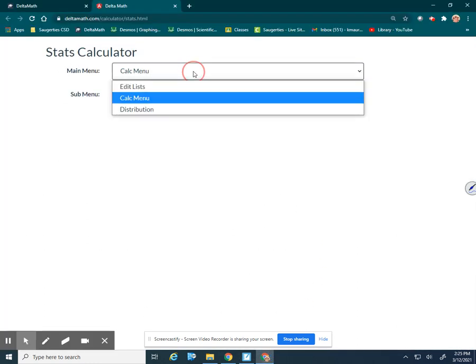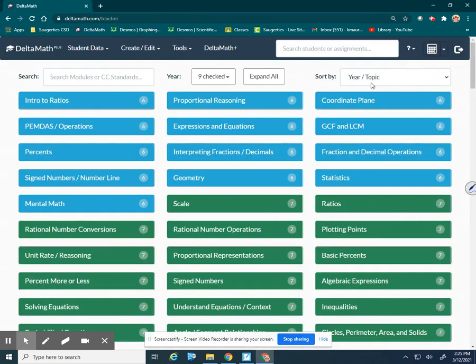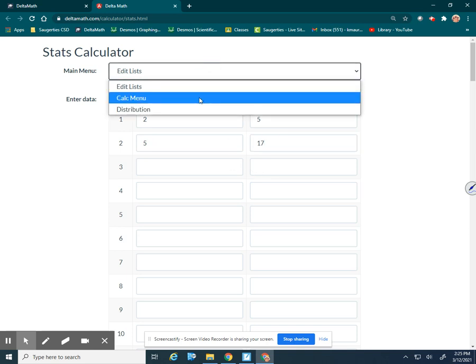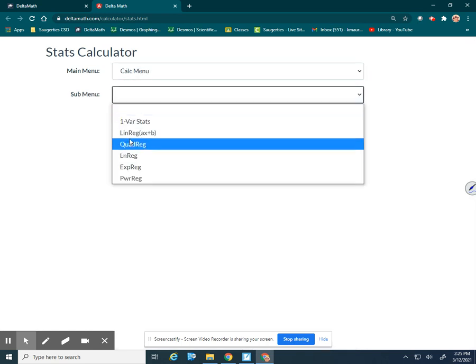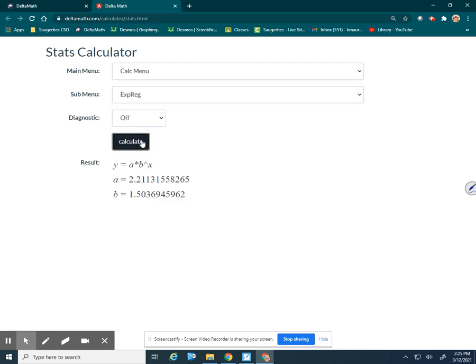So I'm going to go to stat. Now I'm going to go edit. Oh, remember, let me just back up a second. You go to your calculator, hit the down arrow, statistics calculator, L1. So I'm going to do the points 2, 5 and 5, 17. Now I go calc. And I'm not going to choose line. I'm not doing a line. I'm doing exponential. Calculate. Now that's a big old decimal.